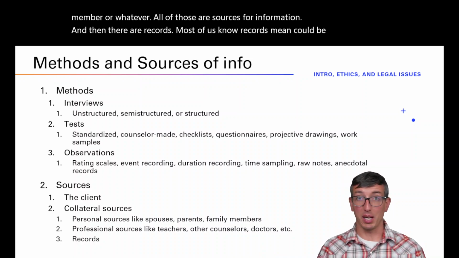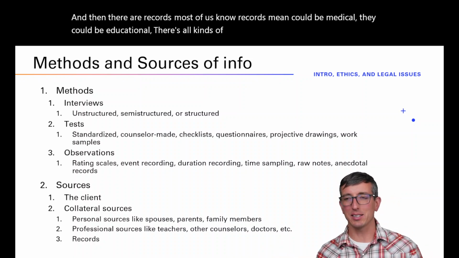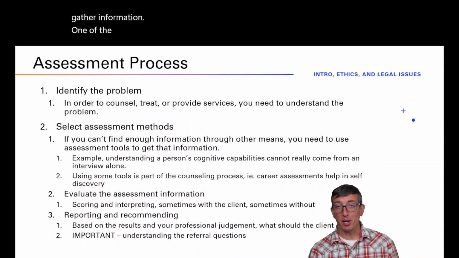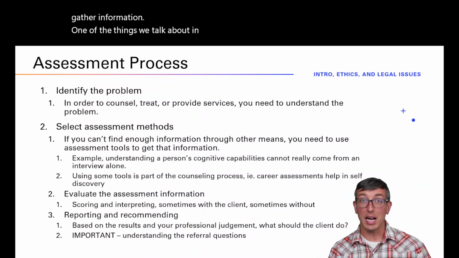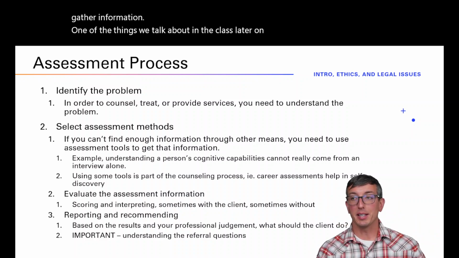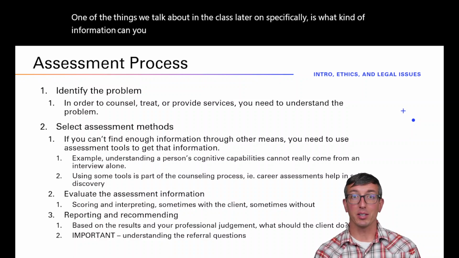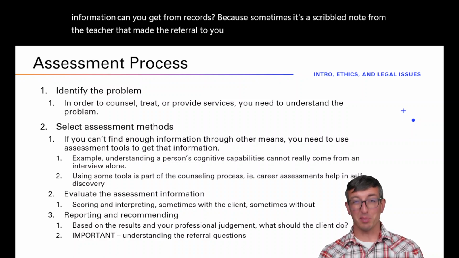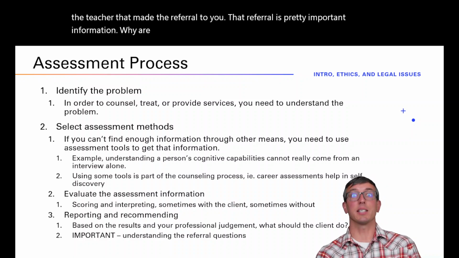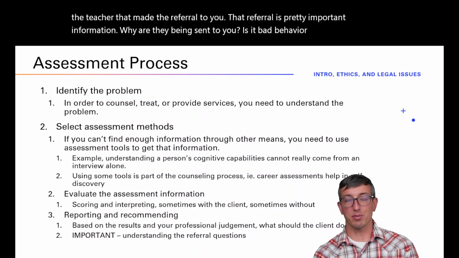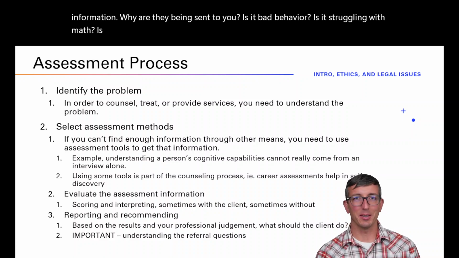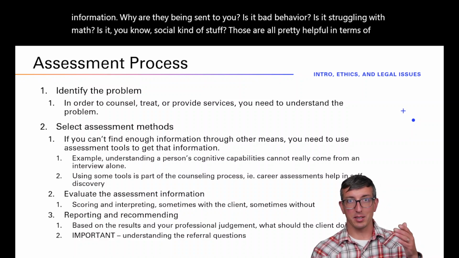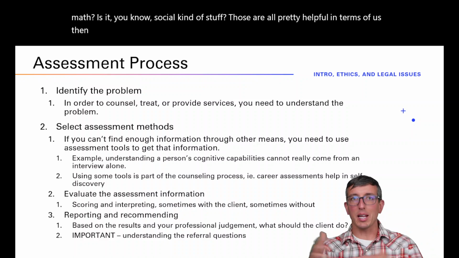Could be medical, they could be educational. There's all kinds of that kind of stuff where we can gather information. One of the things we talk about in the class later on specifically is what kind of information you can get from records. Sometimes it's a scribbled note from the teacher that made the referral to you. That referral is pretty important information. Why are they being sent to you? Is it bad behavior? Is it struggling with math? Is it social kind of stuff? Those are all pretty helpful in terms of us then giving our counseling trajectory.